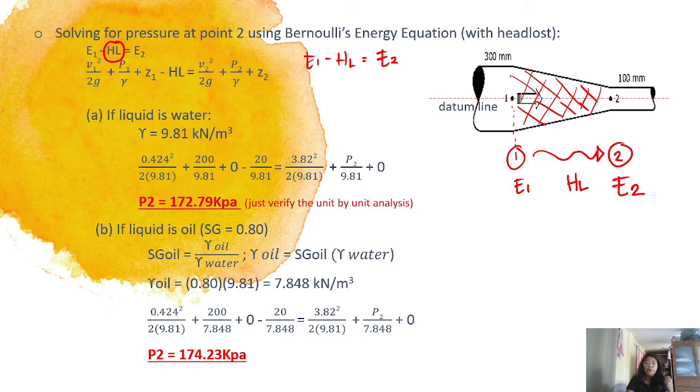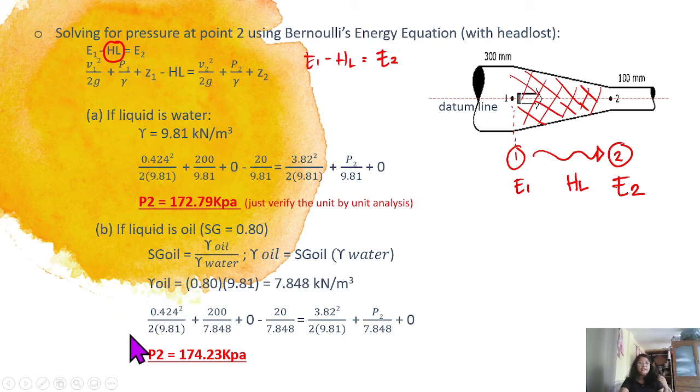Now, if the liquid is oil having a specific gravity of 0.8, so given the SG of oil, to get the unit weight of oil, you just multiply it by 9.81. So 0.8 times 9.81 is equal to 7.848 kilonewton per cubic meter. So this unit weight of oil is what we will use here for gamma. That is the difference.